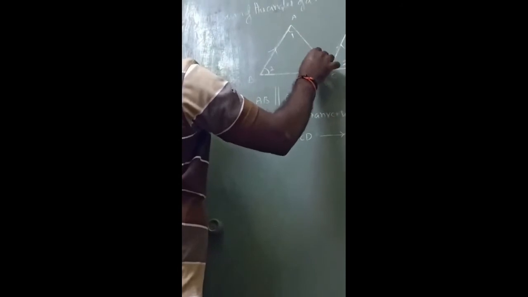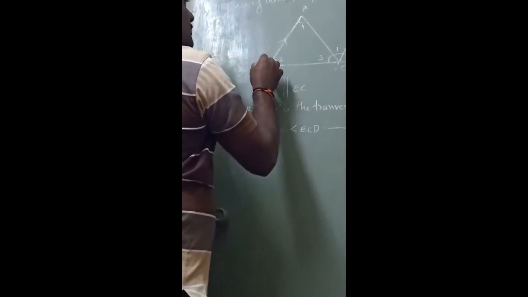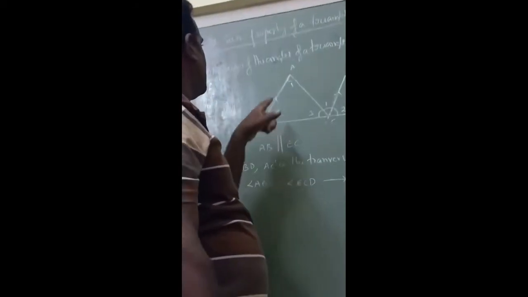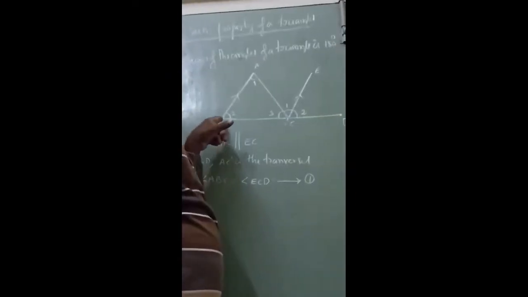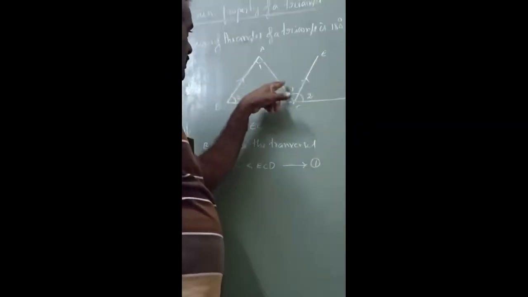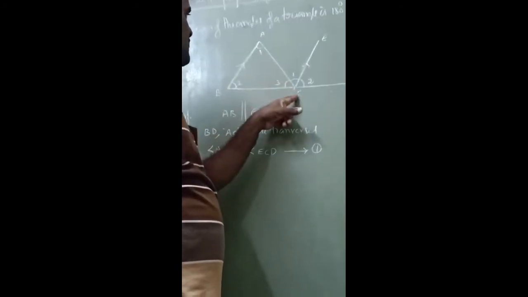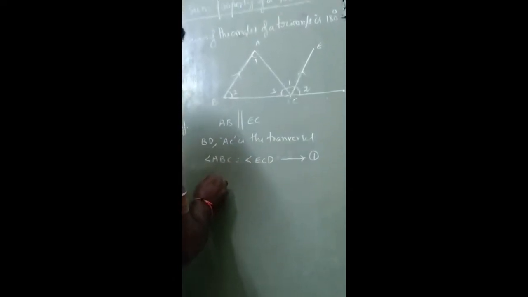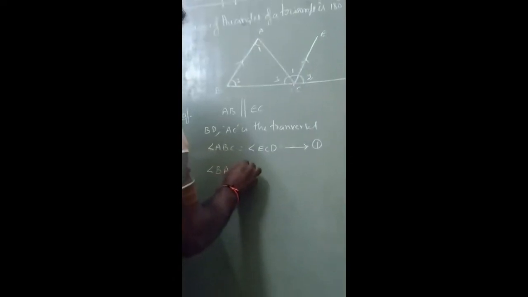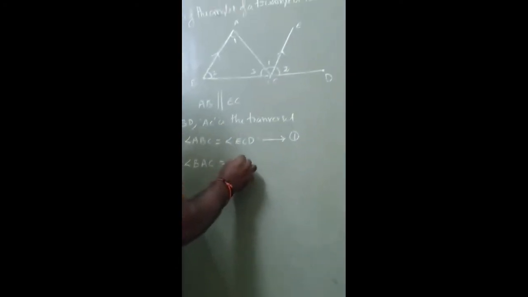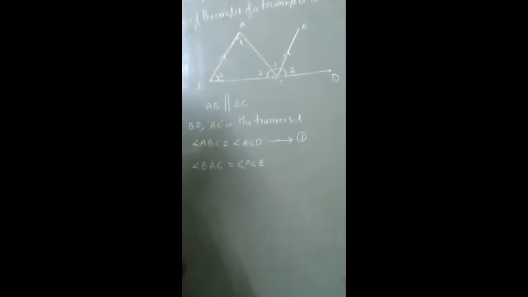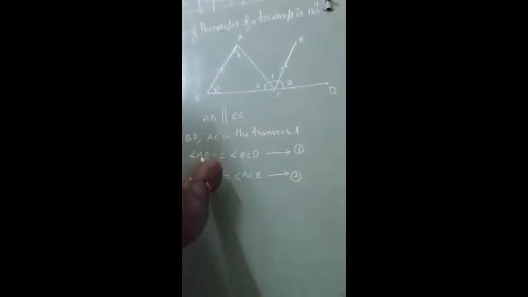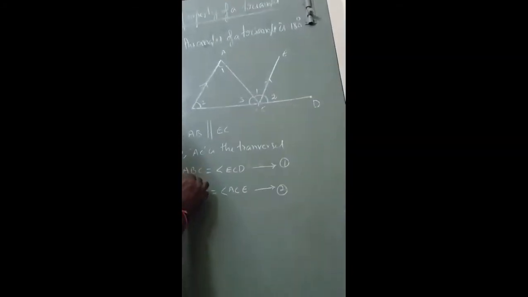Next, this is the transversal in these two lines. Here, angle BAC. AB is parallel to CE. So alternate interior angles: angle BAC is equal to angle ACE. This is equation 2. Here you can write that corresponding angles are equal.